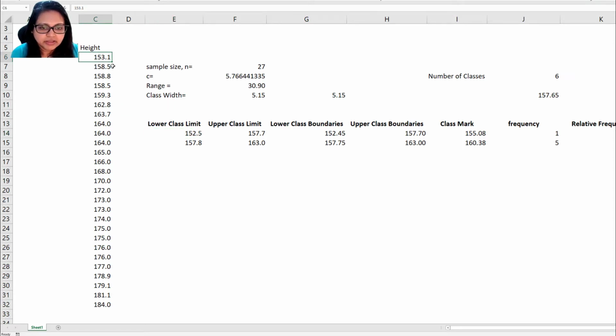Try to use the same number of decimals. If you have, let's say, 153.12, then you should use the same number of decimals. So I use 152.5, and then 152.5 plus the class width gives me the upper class limit. Similarly for the other class limits, you start from the smaller one and add the class width.